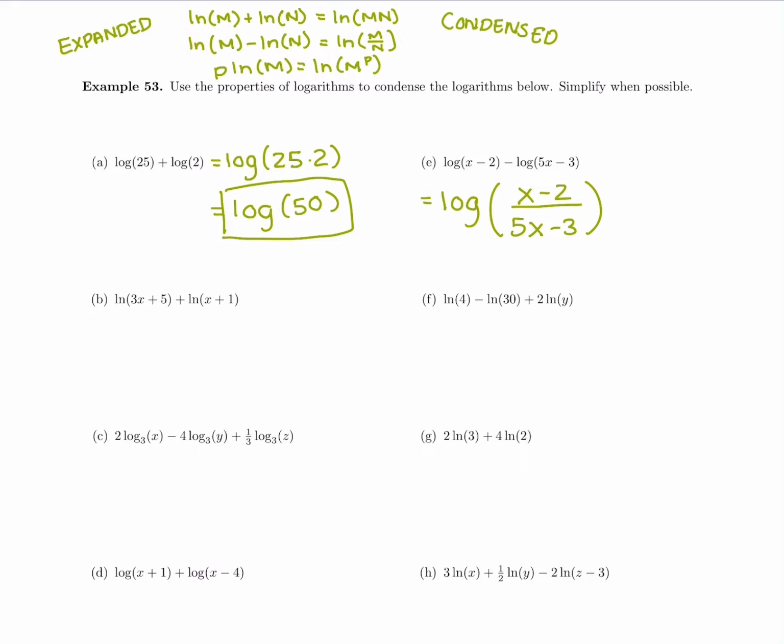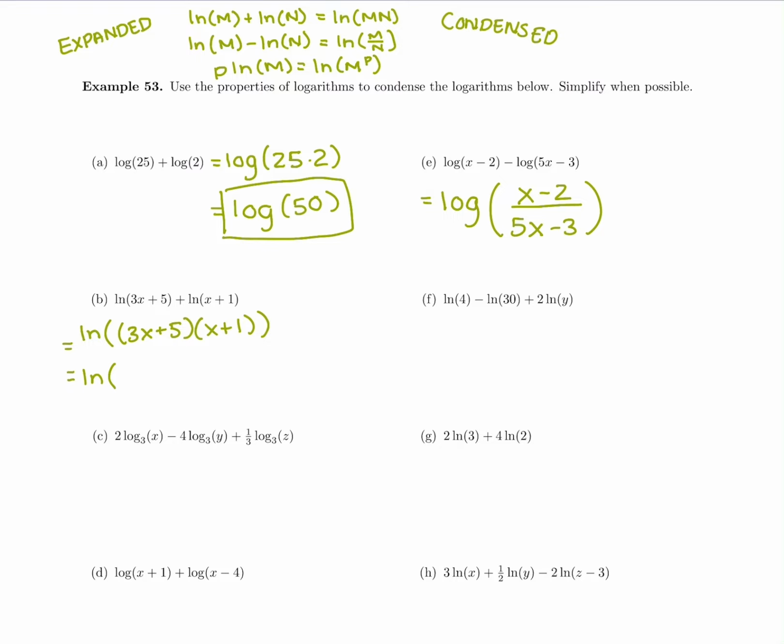Working our way down, we have two ln's that we want to condense into one. So we're going to write ln, and we're going to condense it. So they were added. Added means multiplication. So we're going to have to multiply these. So we're going to have 3x plus 5 times x plus 1. So we're going to actually have to multiply these out.